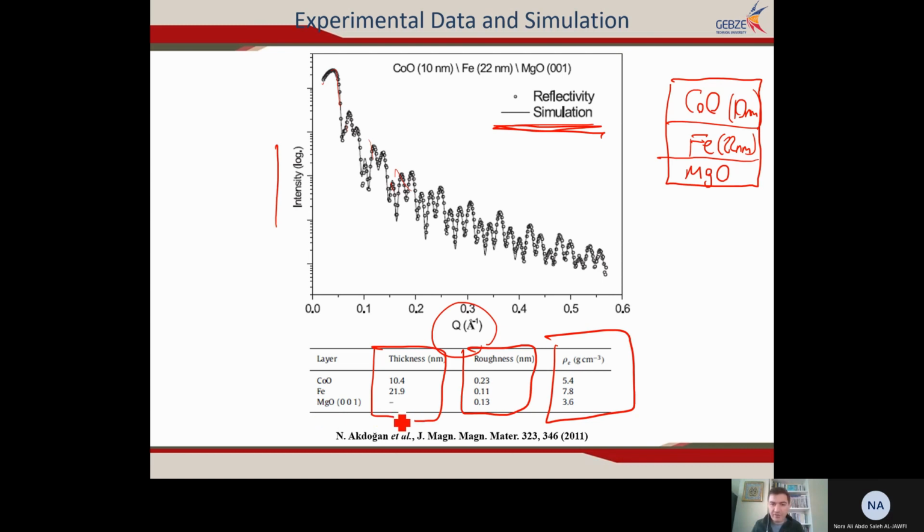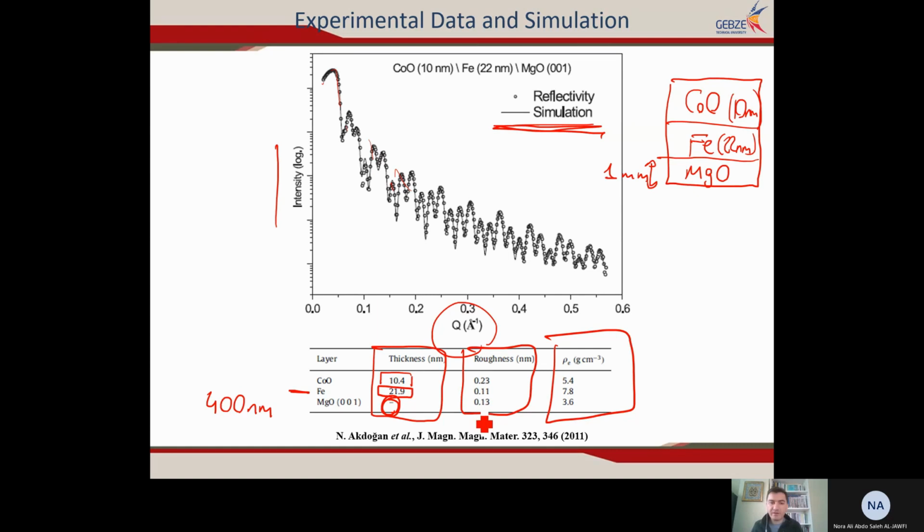For magnesium oxide, you cannot measure the thickness, because X-rays can measure thicknesses up to more or less 400 nanometer, and this magnesium oxide thickness is about 1 millimeter or 0.5 millimeter, let's say. So you cannot measure the thickness of the substrate. We have the thickness of the iron here, 22 nanometer, and this is the thickness of the cobalt oxide. By simulating this experimental data, you can get this. We used Parratt formalism to simulate this bilayer system.